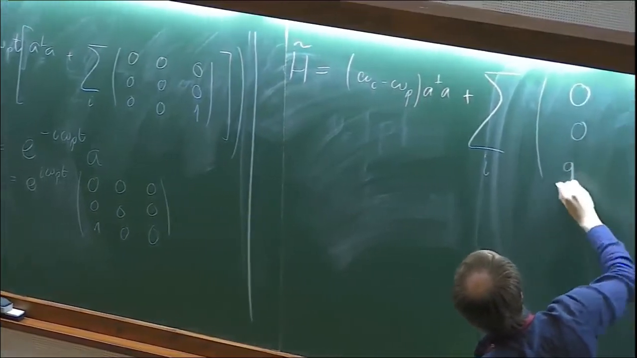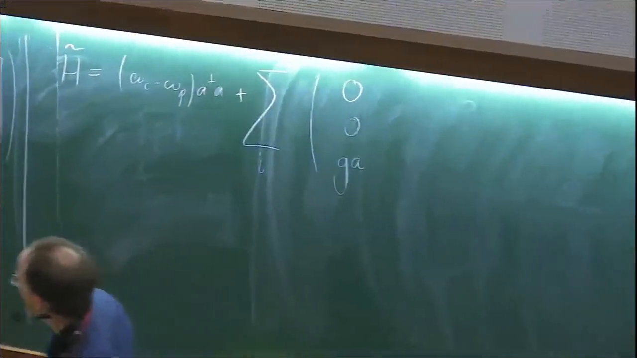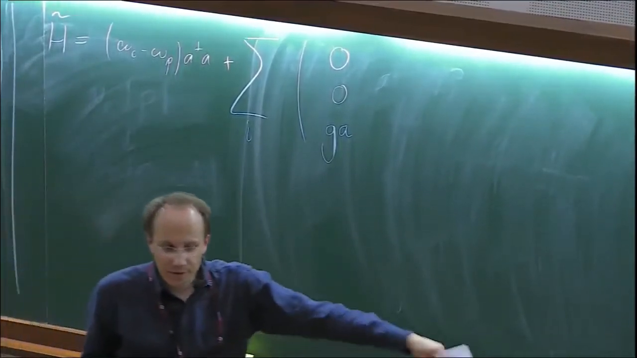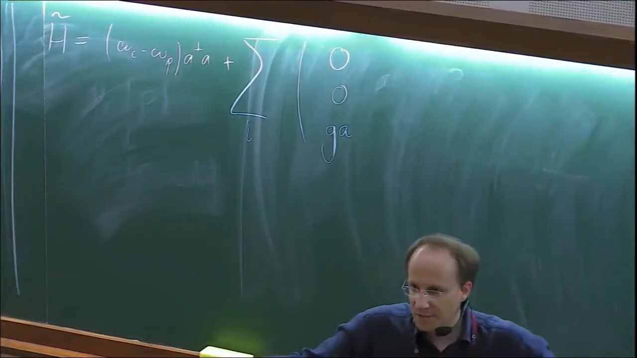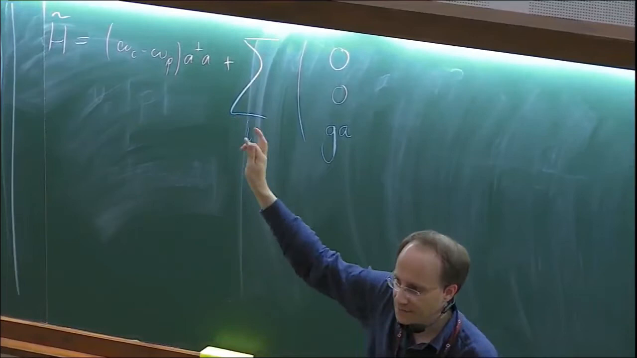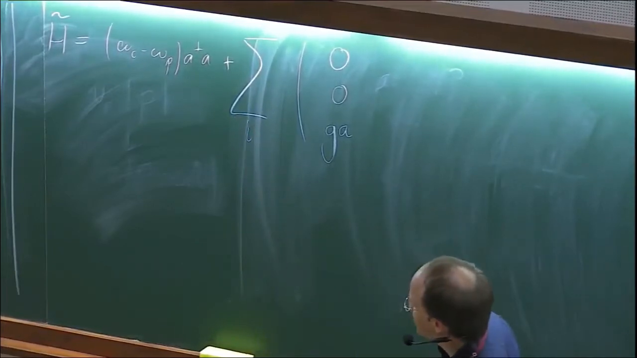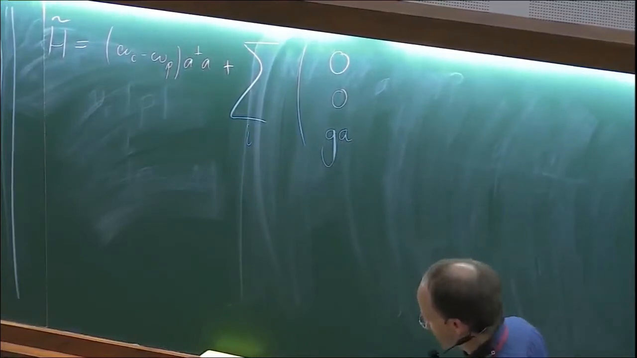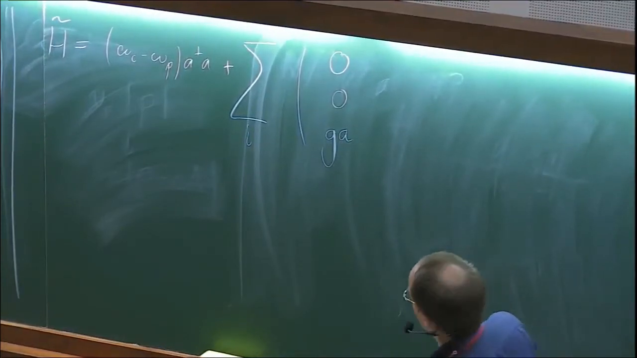down here I will get just g a. And I can see why that happens just from what I wrote here. The a will acquire an e to the minus i omega p t. The bottom left element acquires an overall e to the plus i omega p t. So the a dagger term will have had two phase factors, whereas the a term has two phase factors which cancel. So this is the only thing which is not fast oscillating, and I'll just keep that term.